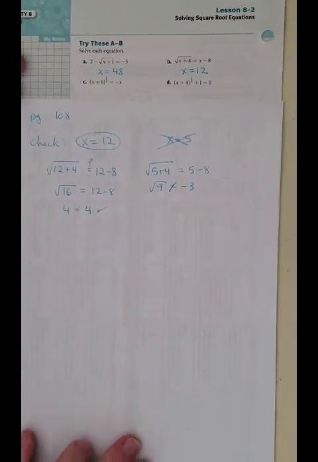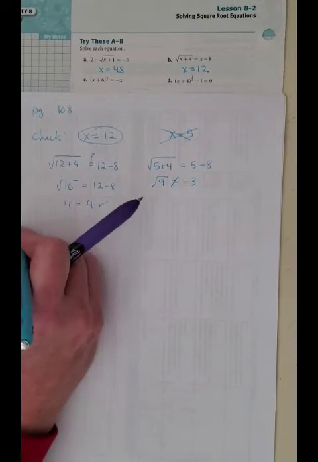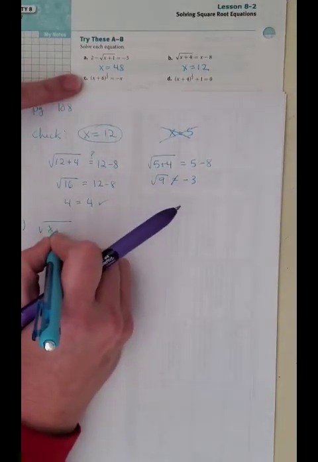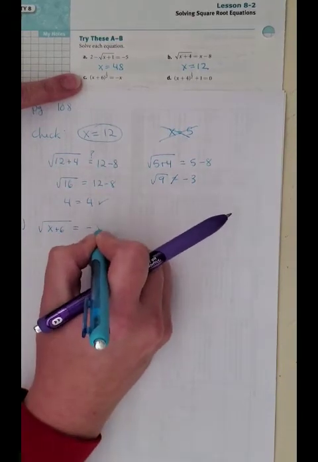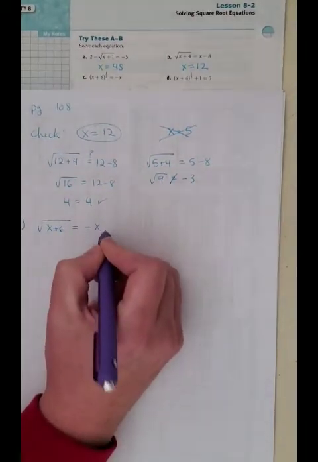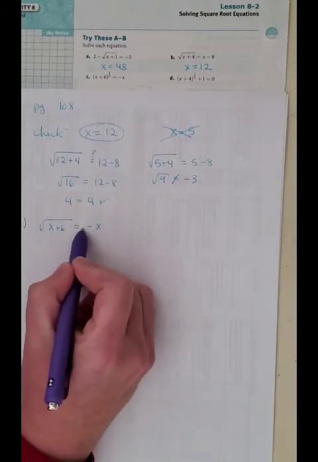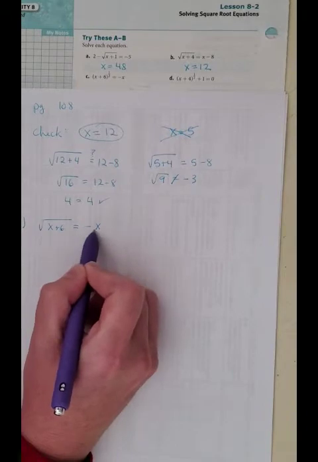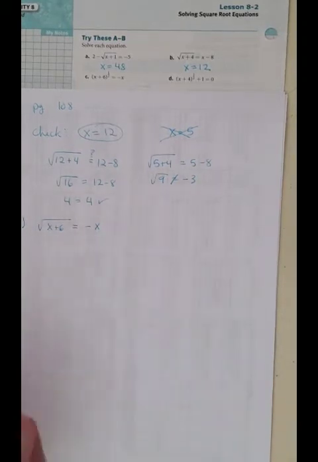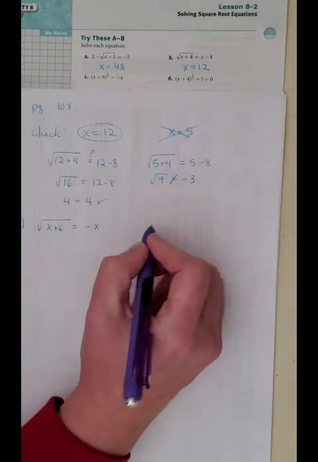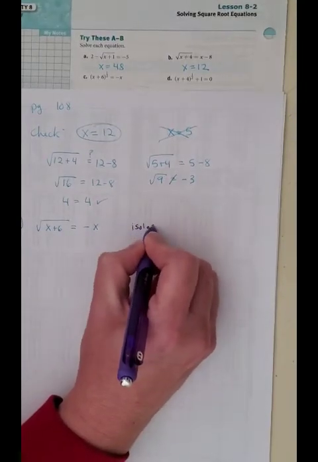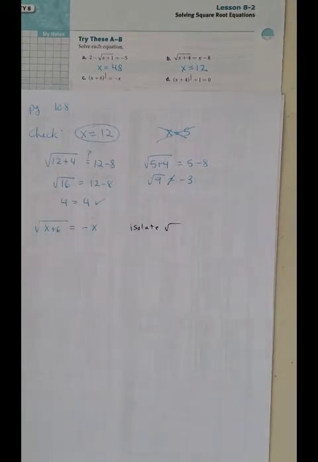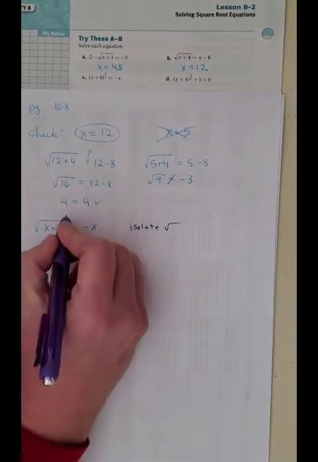All right, let's move along to C. So we're going to try the C. I'm going to rewrite this right away as square root of x plus 6 is equal to negative x. At this point, if this were a negative number, I would stop. However, if x is a negative value, this may have a solution, so we're going to proceed. All right, so step 1 is to isolate the radical, but the radical is isolated. So at this point, we're going to square both sides.